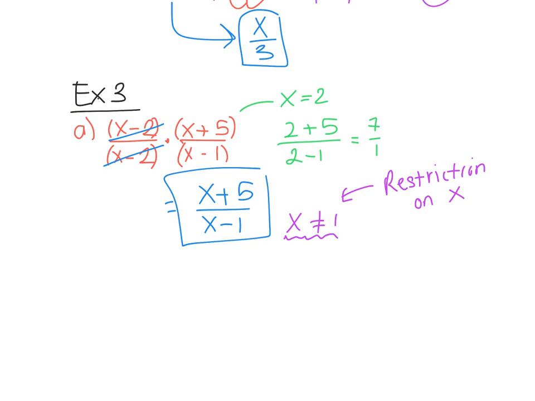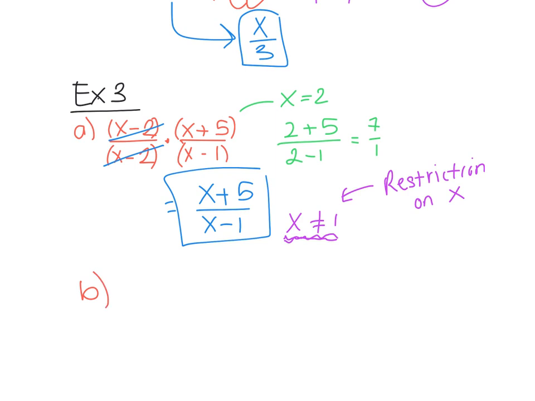So we state what that restriction is here, and it's always the numbers that we cannot plug in because it would force the denominator to be 0, and we can't divide by 0. All right, let's look at another example for simplifying rational expressions.